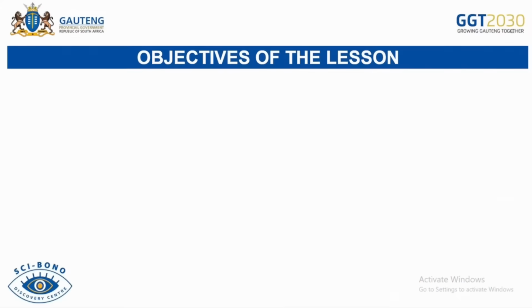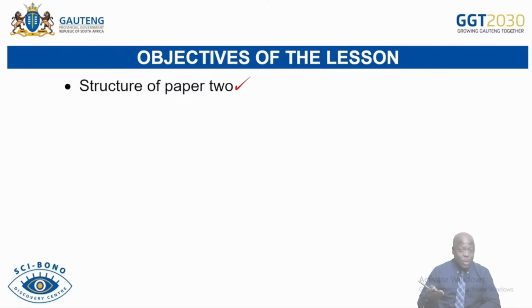Here are my objectives of today's lesson. I will look at the structure of paper 2. Very key and very important that you know the structure of the paper that you're going to sit for. Otherwise, you end up doing certain aspects which do not belong to that particular paper. So I'll speak to the structure of paper 2.